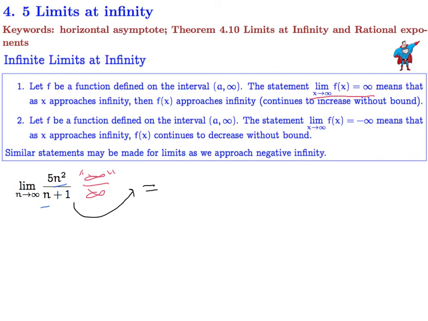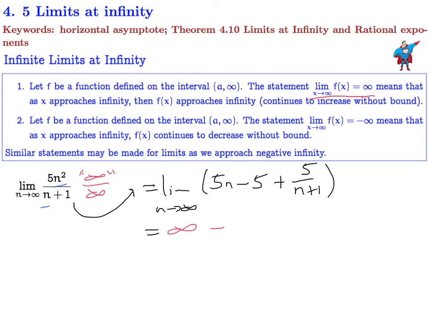By polynomial long division, this is going to be the same as the limit as n approaches infinity of the quantity 5n minus 5 plus 5 over n plus 1. And we can think individually what's going to happen to each of these limits. The first one is going off to infinity, the second one is just going to be 5, and last we have 0. And we know that infinity minus a constant plus a constant is just going to be infinity.